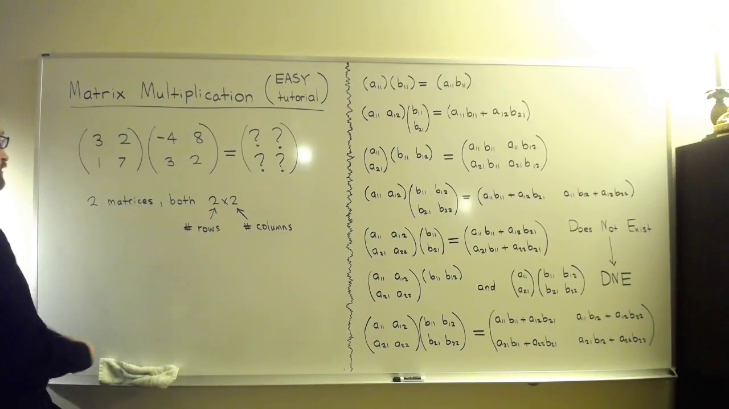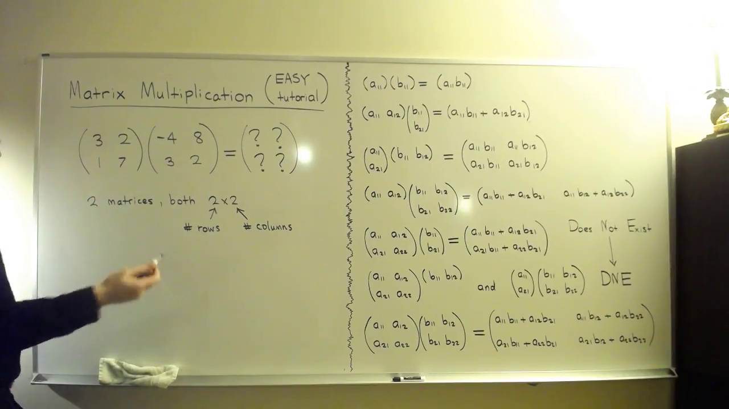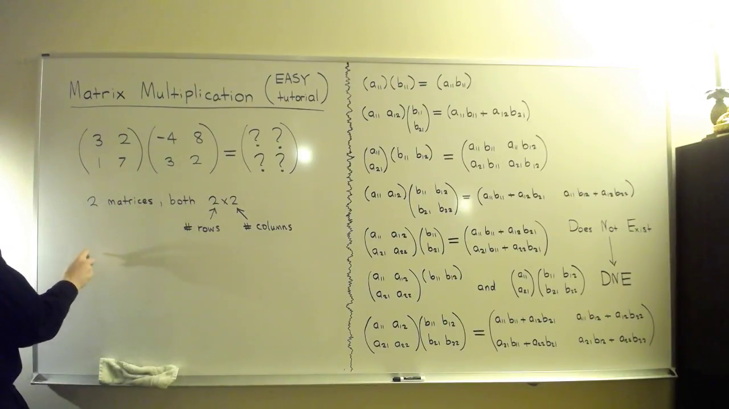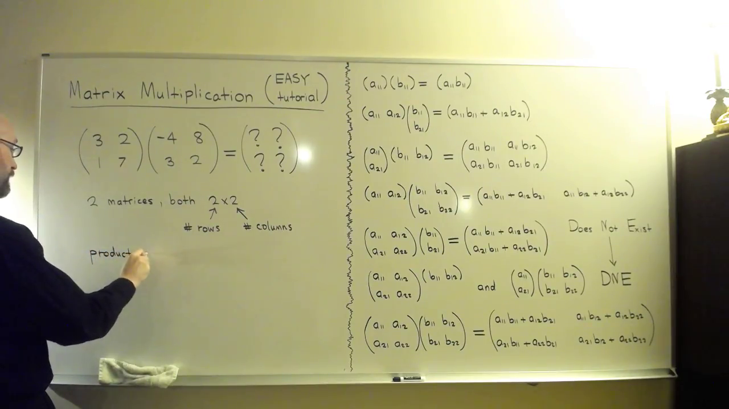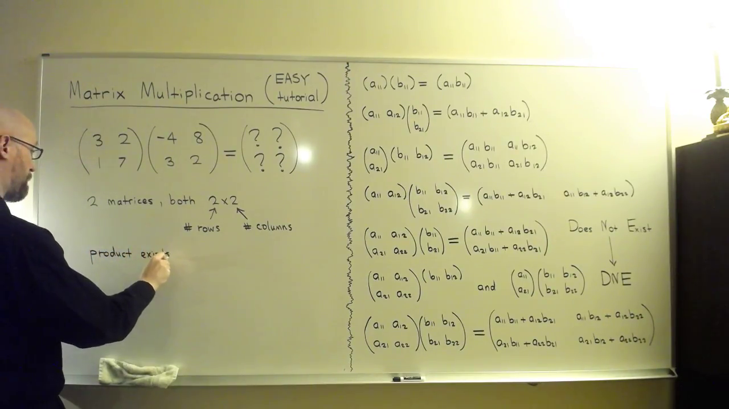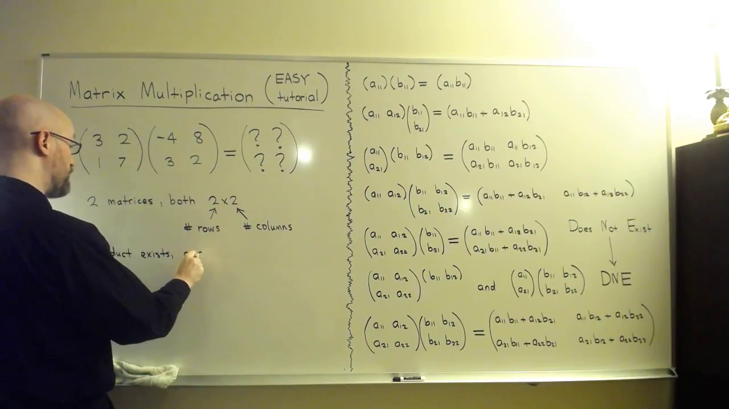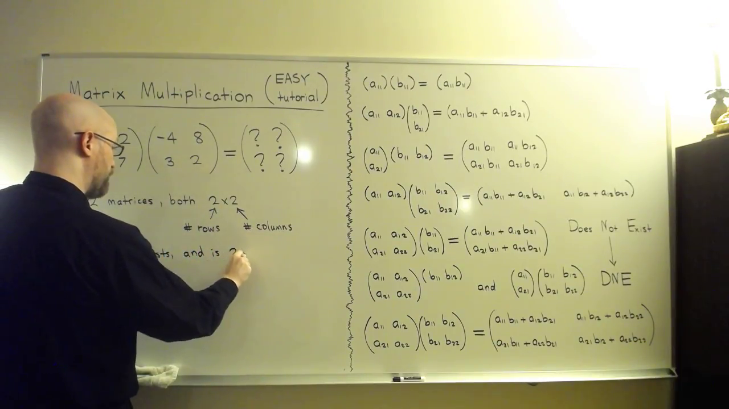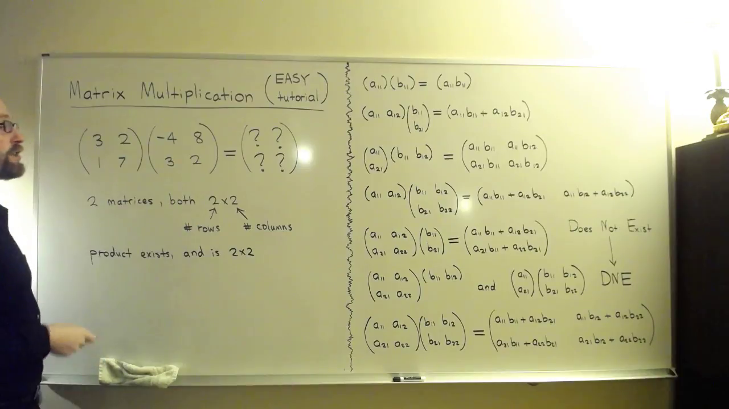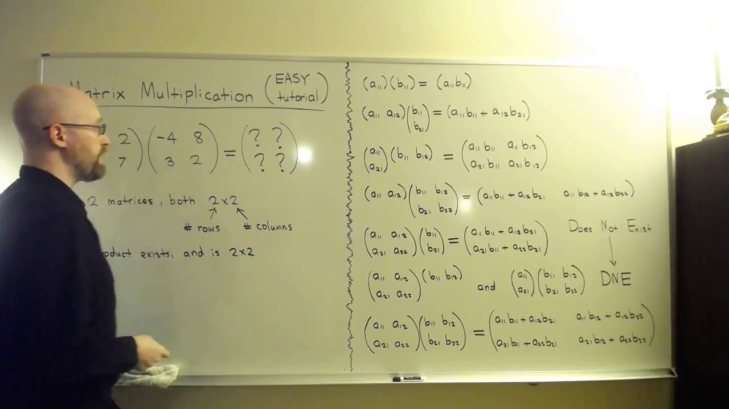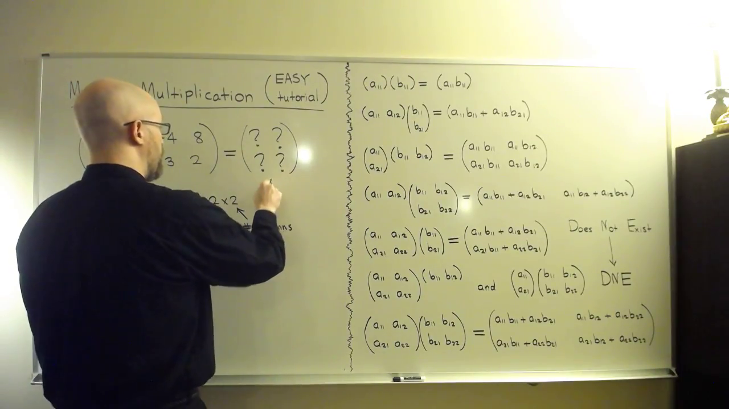It's 2 by 2. Now I'll just tell you this time, I won't tell you why, but I'll tell you the product does exist. And it's also 2 by 2. And so I'm just going to show you the mechanics of how to find that product. So that product is over here.